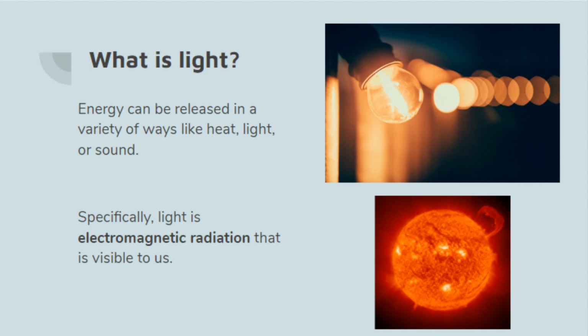So energy can be released in a variety of ways, like heat, light, or sound. What we can conclude from this statement is that light is a form of energy. Okay? And specifically, light is electromagnetic radiation that is visible to us.